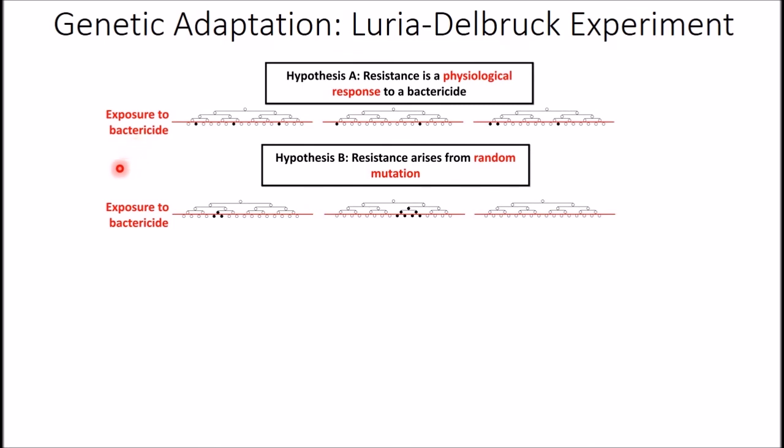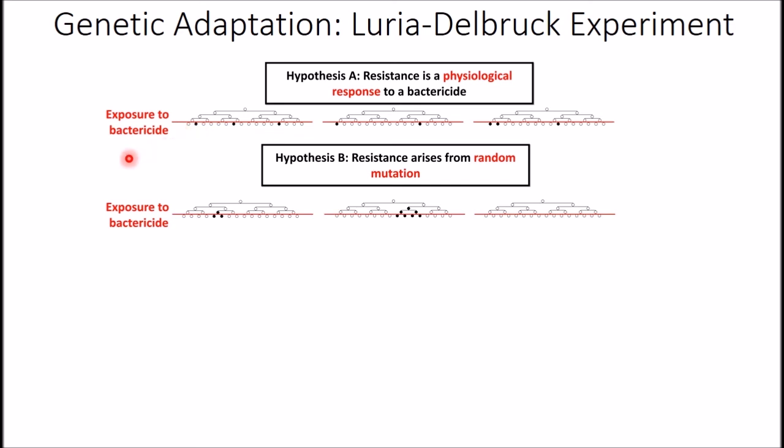So, the classical experiment to determine whether or not genetic adaptation resulted from a physiological response or from random mutation was called the Luria-Delbruck experiment. And it was as follows. The first hypothesis was that resistance is a physiological response to bactericide, and what you would expect in that kind of hypothesis situation is that as soon as you introduce the bactericide into, let's say, E. coli that are undergoing binary fission, you should get some colonies that then have resistance to bacteria, but you shouldn't get that before that time period has occurred.